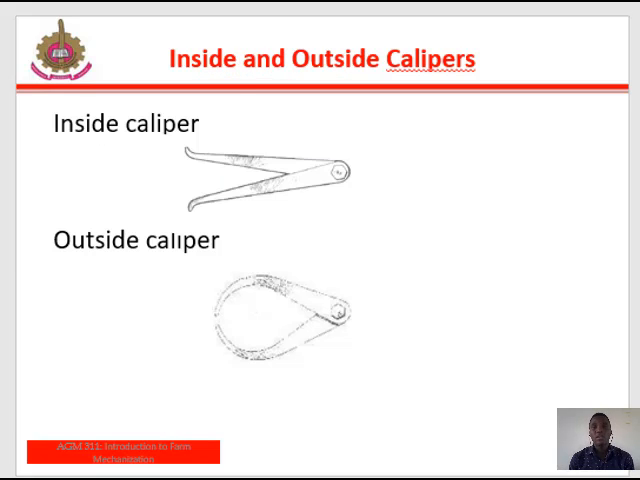Then we have the inside and outside calipers. The inside calipers are used to measure the inside dimension of an object, such as the inside diameter of a hole. The dimension should be within the capacity of the caliper. The outside caliper is used to measure the outside dimension of an object within its capacity, such as the outside diameter of a round bar.